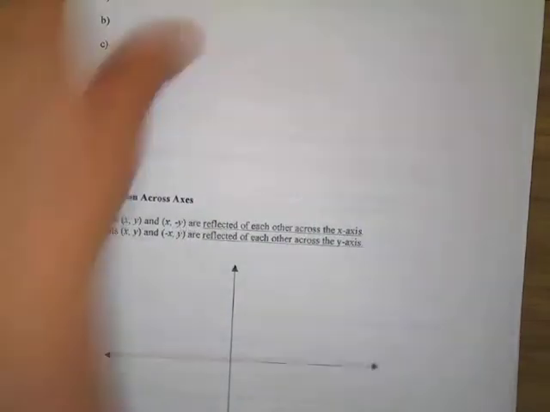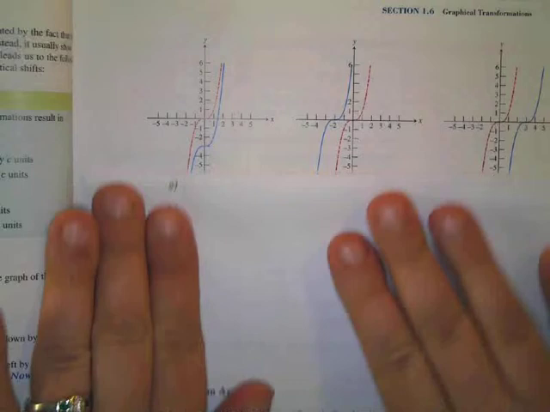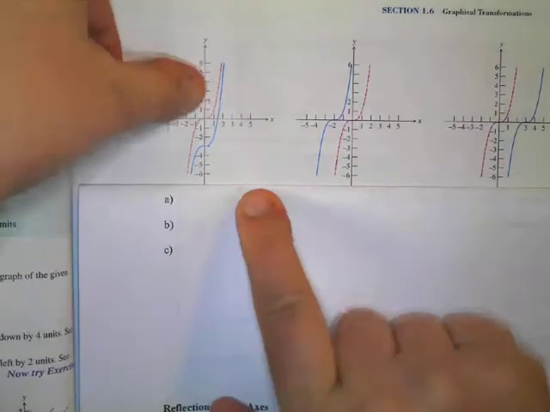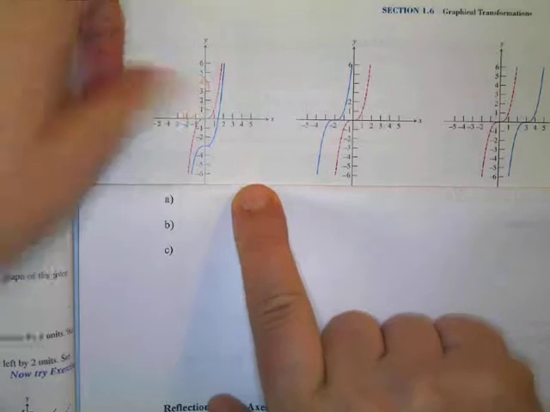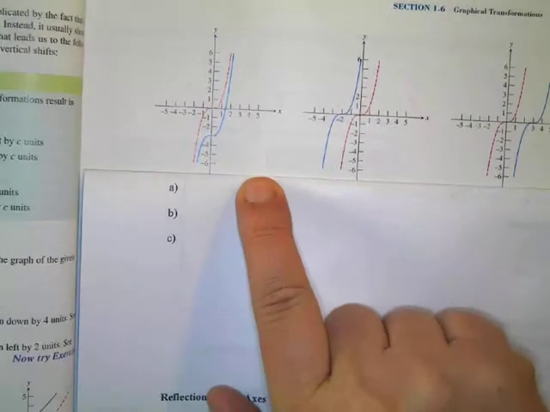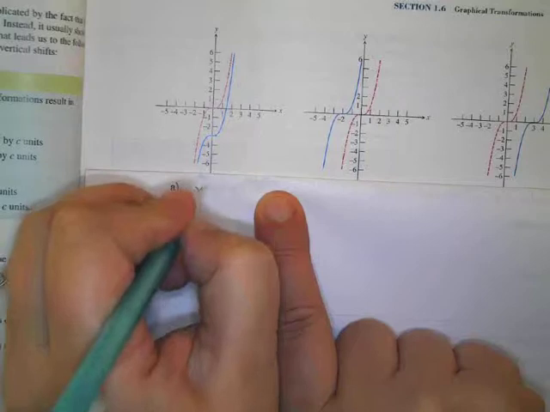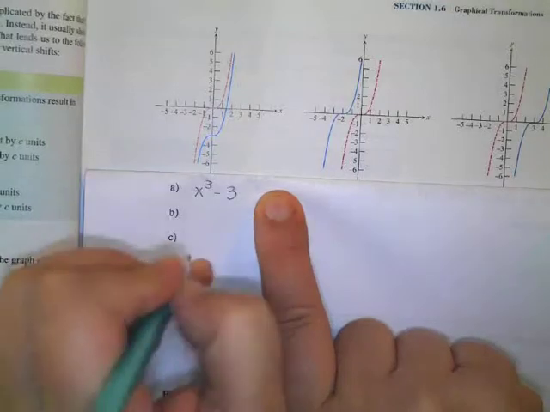Example 2, I'm going to do something kind of fun. The original function they tell us is x cubed. It's the cubing function. And they give us pictures and we have to figure out how we translated them. So here we go. The red dotted one is the original. So how did we go from the original to the blue one? Down 3. So that's a vertical, so it's on the outside, right? So I'm going to say x cubed minus 3.